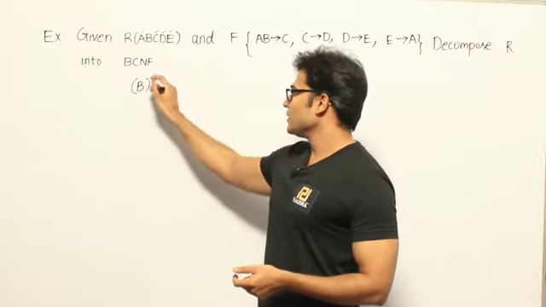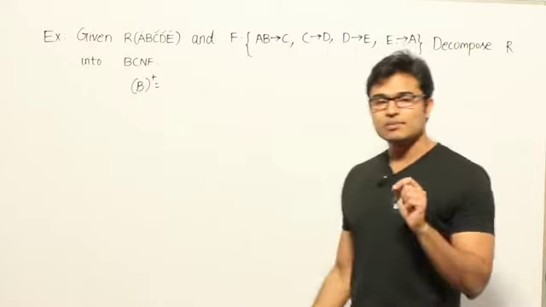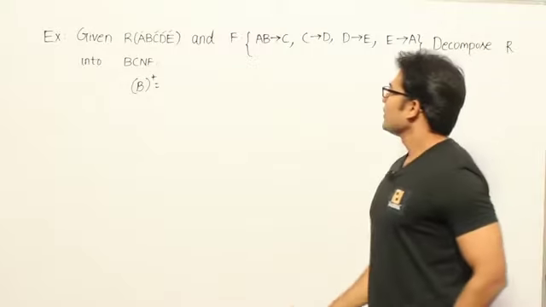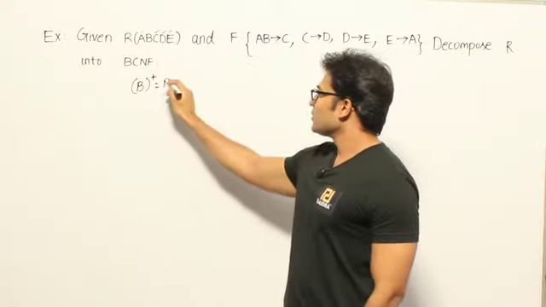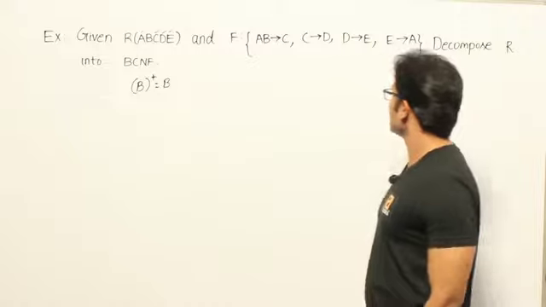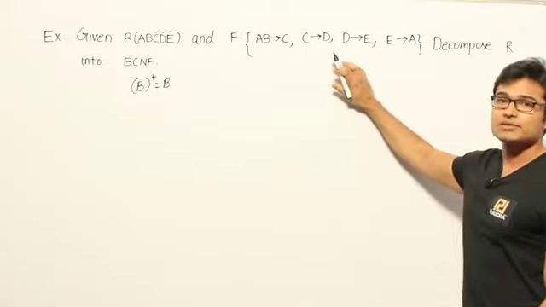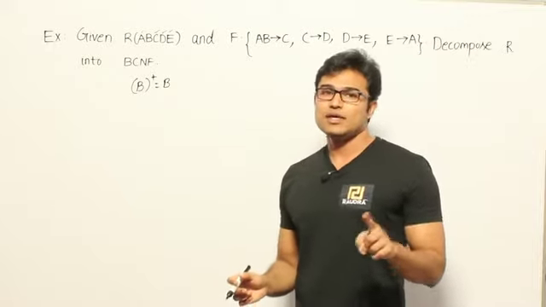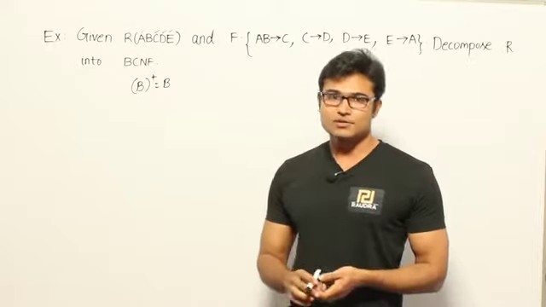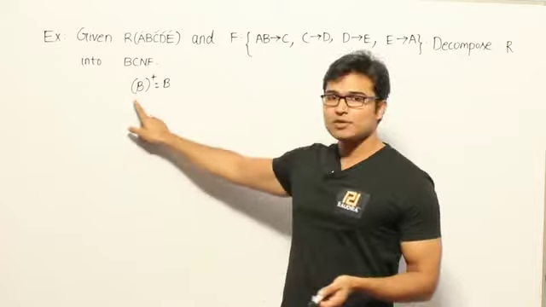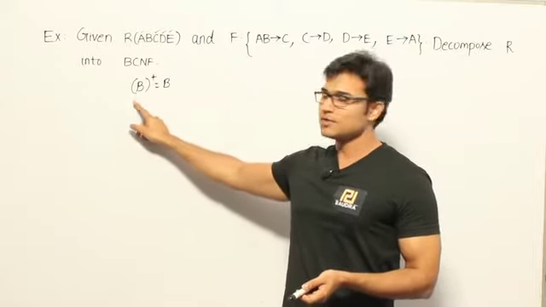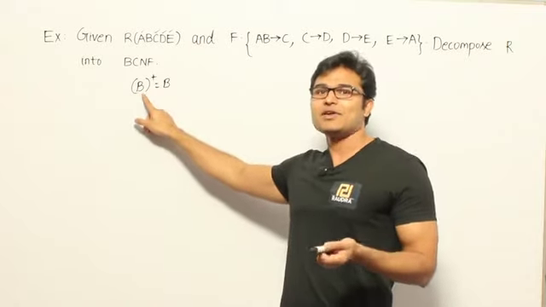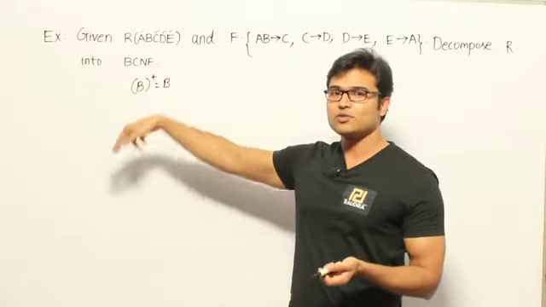Let me find out if B itself is enough, which means if B plus can contain all the attributes, then B is the only candidate key. If I find out B plus, I am going to get only B, isn't it? Check that. I get only B, nothing else. So B cannot be the candidate key. So there cannot be any single attribute candidate keys for this. Why? Every single attribute candidate key should contain B, which means only B qualifies to be the candidate key, but then B is not the candidate key, and so we have to go for two attributes.